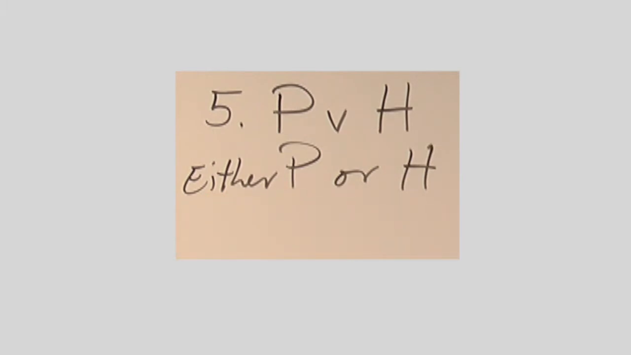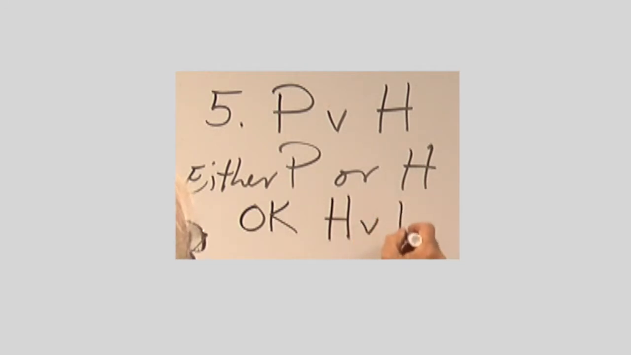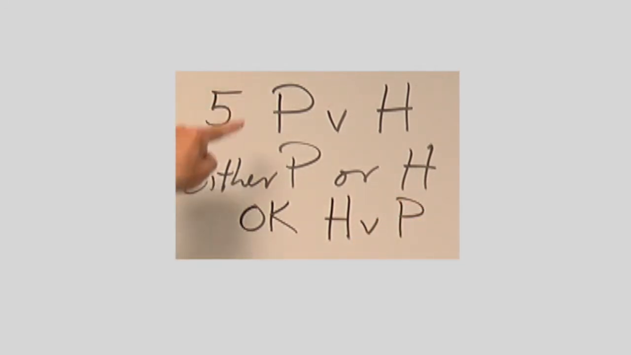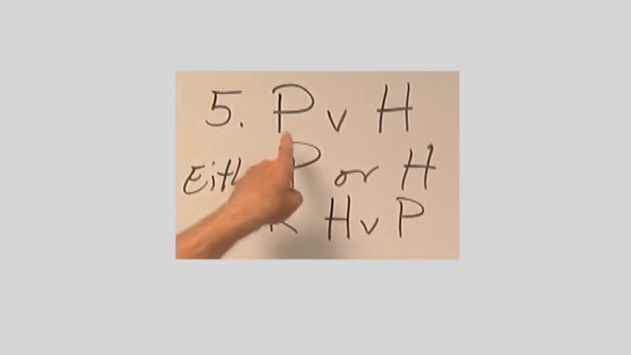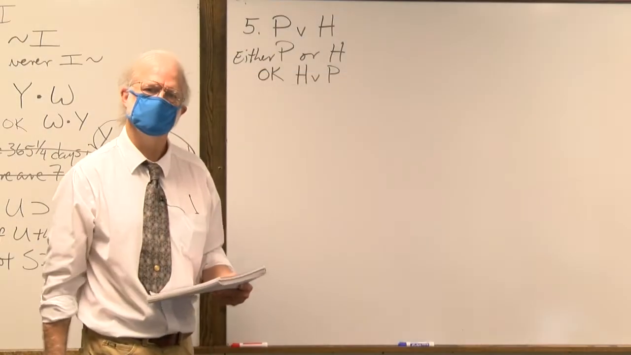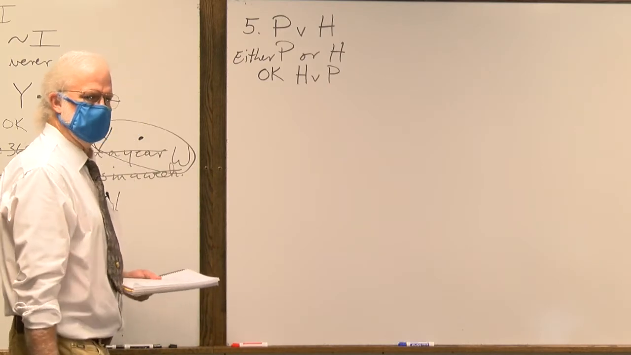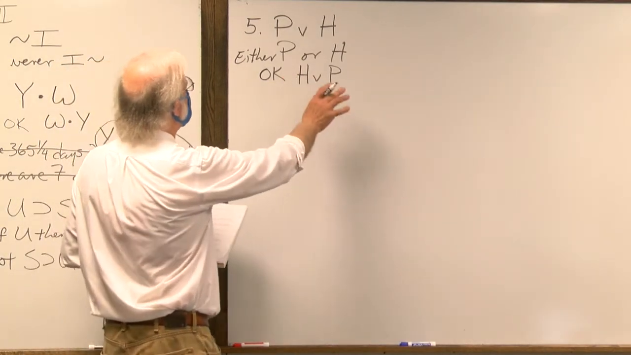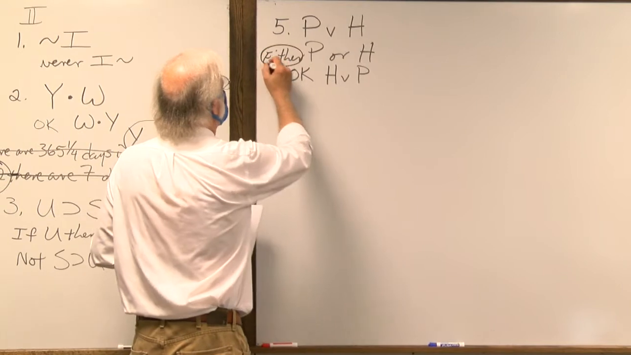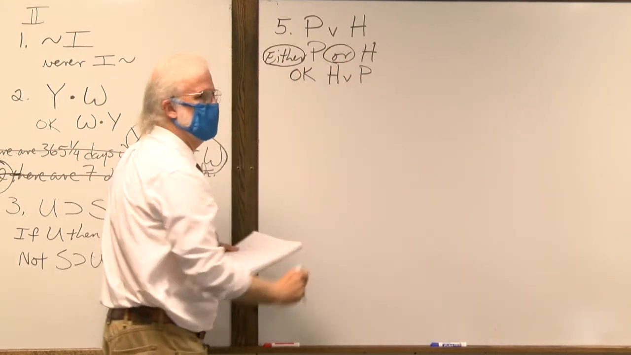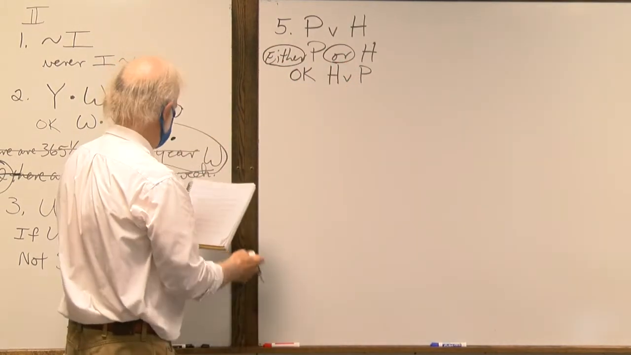Now, by the principle of commutativity, it would also be okay to answer H or P. These mean the same thing. But it is going to be more natural to take it in the order that the statements are given in the compound statement. Again, the strike-through method could be used there easily, and all you would have left would be the words either and or, which you would then represent by the wedge.